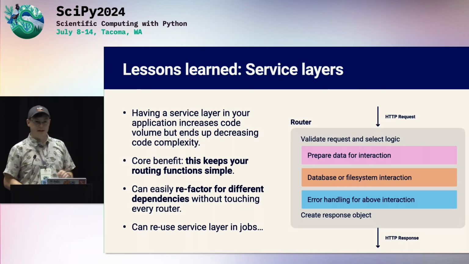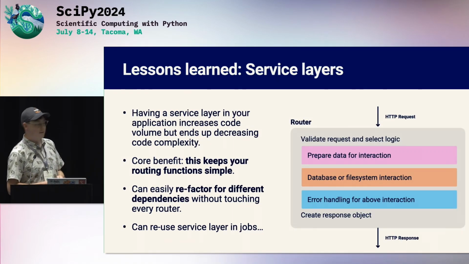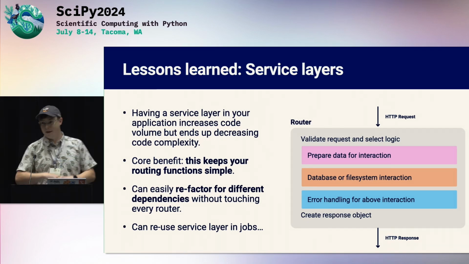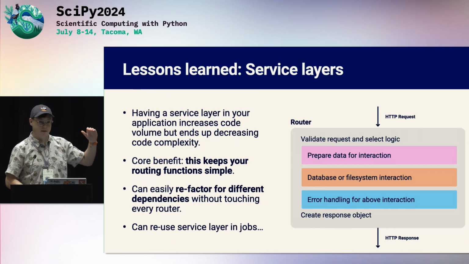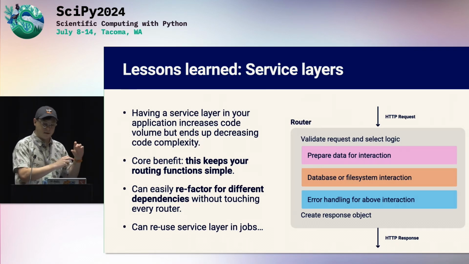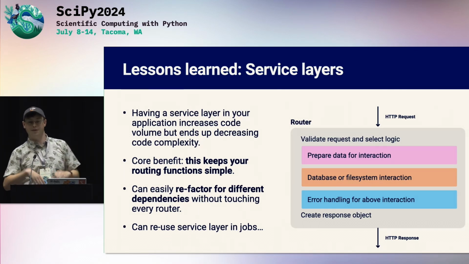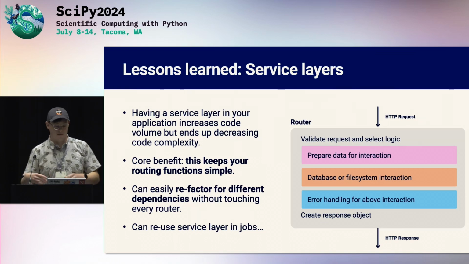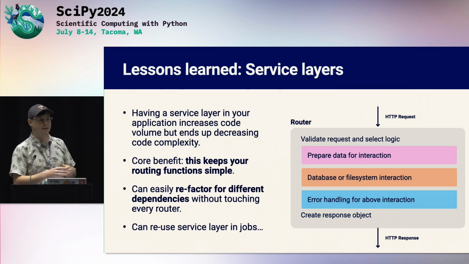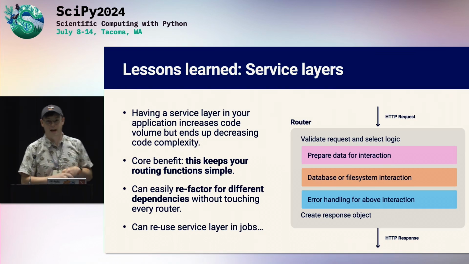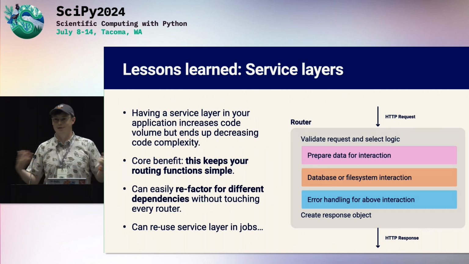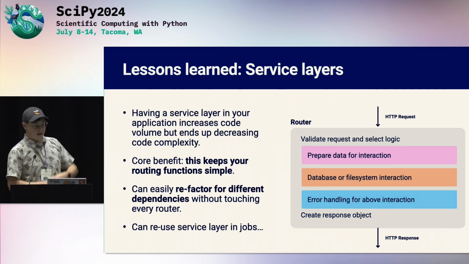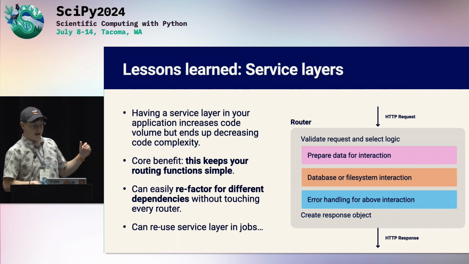Another lesson that we learned is that having a service layer in your web application is very helpful. So if you think about making a request to a service like this, you get some data that comes in, you transform that data a little bit to prepare it for an interaction with some service like the database or the file system. Then you have to handle errors, like what if someone uploads a 1 billion terabyte file? Well, your file system isn't going to take it. And then you create a response object.